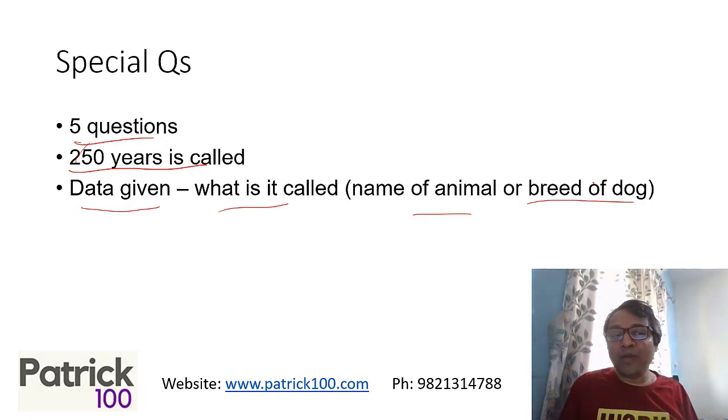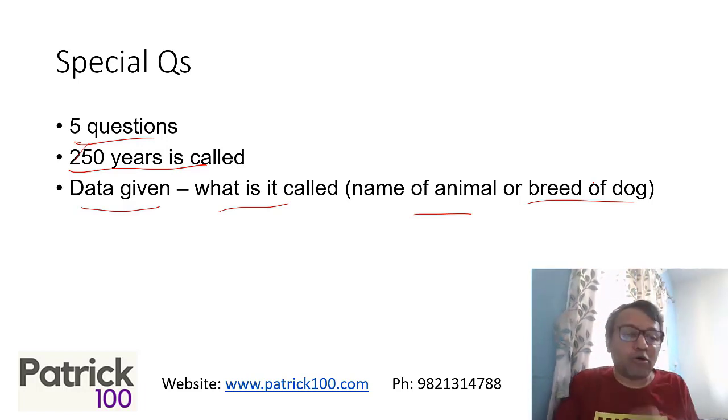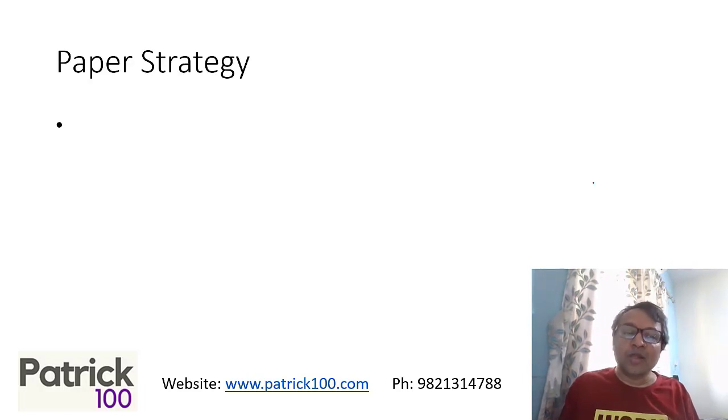Normally an aptitude exam is based on whatever information is given, and prior knowledge is not required. But here you had to know what 250 years is called to answer the question, or you needed to know the name of the animal or breed of dog from prior knowledge. So that was a different type of question, 5 of them, that came out here.